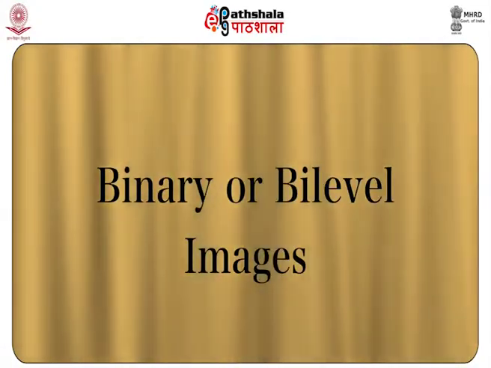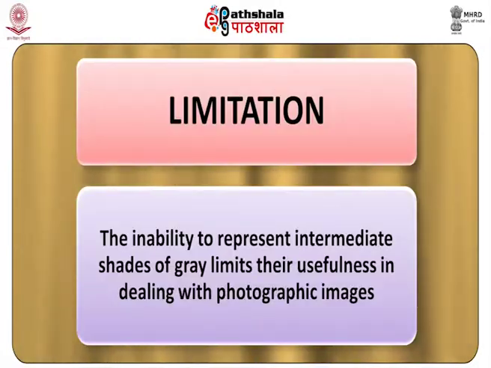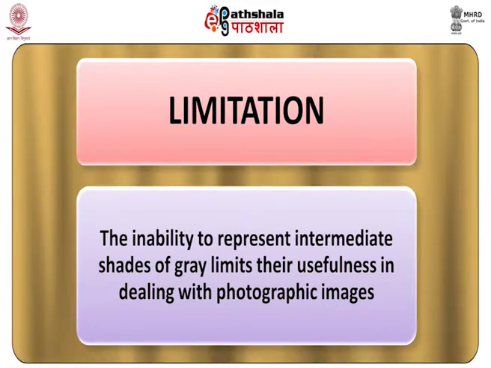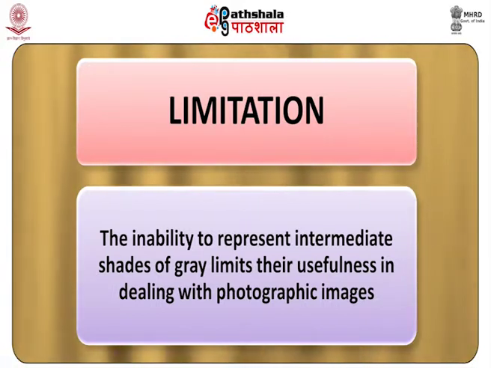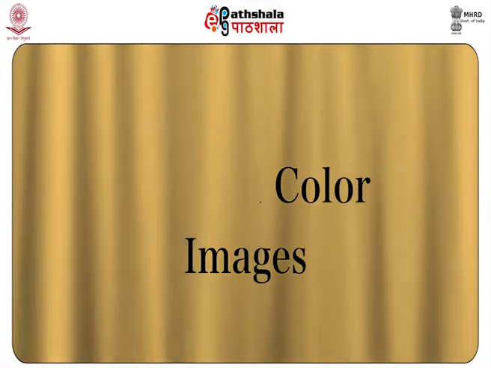Next is the binary or the bi-level images. In case of binary or bi-level images, only a single bit is employed so as to represent a single pixel. Each pixel in a binary image must be one of two colors, that is black or white, as a single bit can exist only in two states, either the on state or the off state. This inability to represent the intermediate shades of grey is what limits their usefulness in dealing with photographic images.